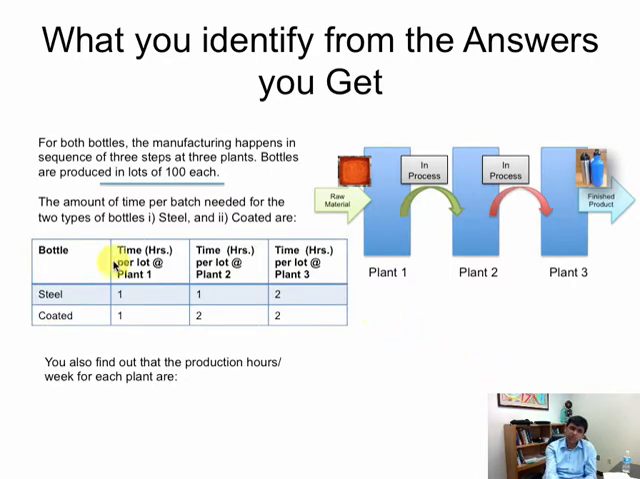What you see is that the steel type of bottle takes per lot 1 hour at plant 1, and the same is the case with the coated one. At plant 2, the steel type takes 1 hour, however the coated one takes 2, and then at plant 3, it takes 2 hours for both of them. And then it is ready for shipping. You will also find out that the production hours per week for each plant are that plant 1 has a total of 35 hours per week, plant 2 has 38 hours per week, and plant 3 has 50 hours per week.